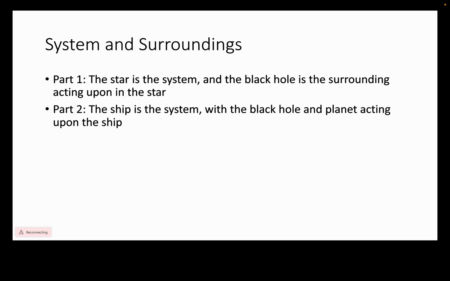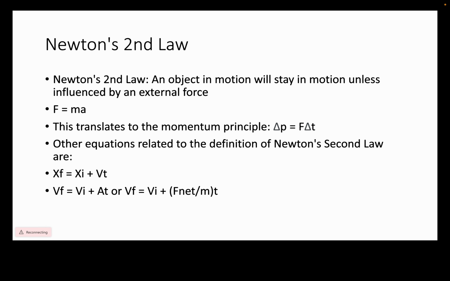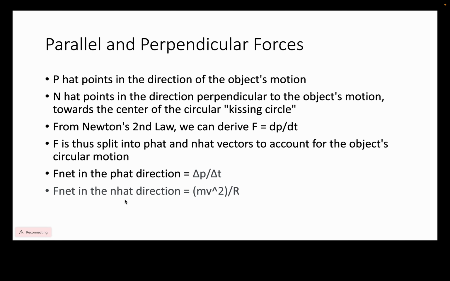So the system and surroundings. The star is the system, and the black hole is the surrounding acting upon the star in part 1. And in part 2, the ship is the system, and the black hole and the planet are acting upon the ship. Newton's second law was used a lot in this lab, and basically it states that an object in motion will stay in motion unless it's influenced by an external force. From the second law, we get F equals ma, and we also get delta P, or the change in momentum, equals F times the change in time. Other related equations that we used from Newton's second law are the position and velocity update formulas.